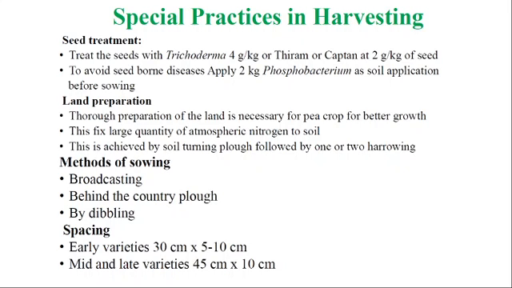Then land preparation. In land preparation, for a pre-crop, a thorough preparation of the land is essential. This fixes a large quantity of atmospheric nitrogen to the soil, and this is achieved by soil turning plough followed by one or two harrowings. Yes, with the help of that, we will prepare the land at first before the sowing.